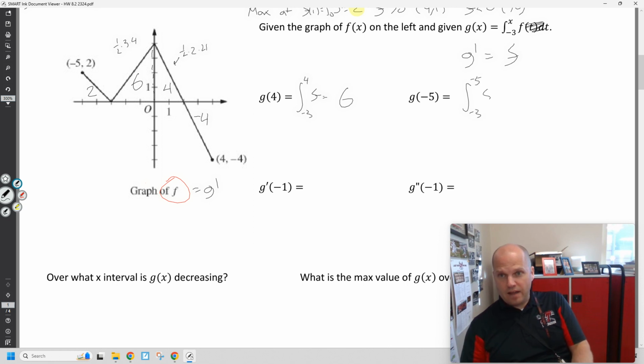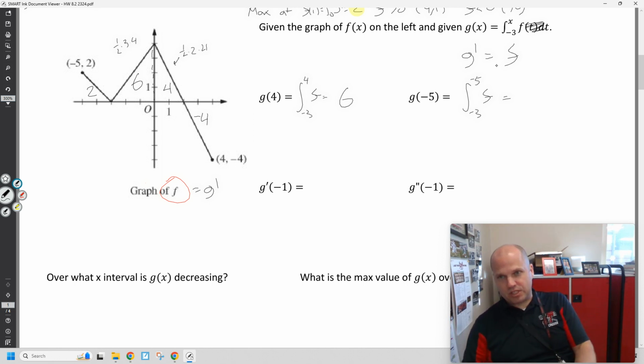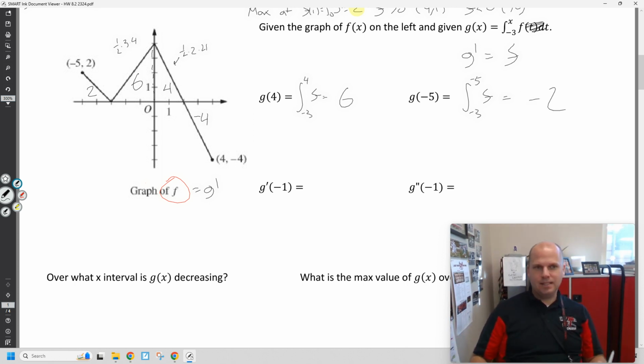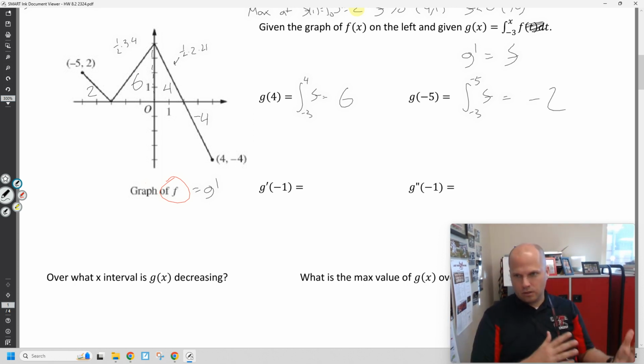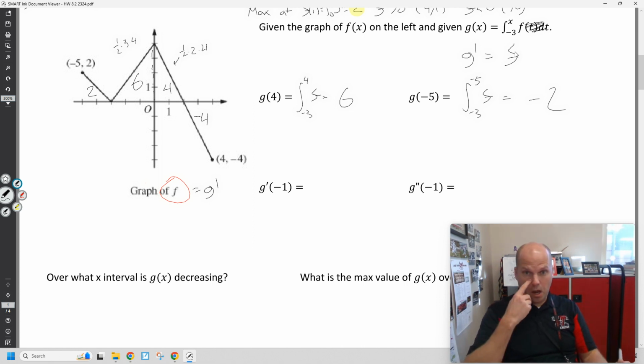-3 to -5 of F. -3 to -5. Opposite. Subtract. I'm going backwards. I have to increase 2 to get to 0. Like G of -3 is 0. It's a good point to know.